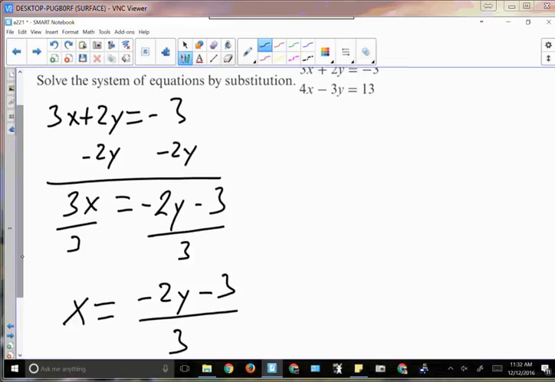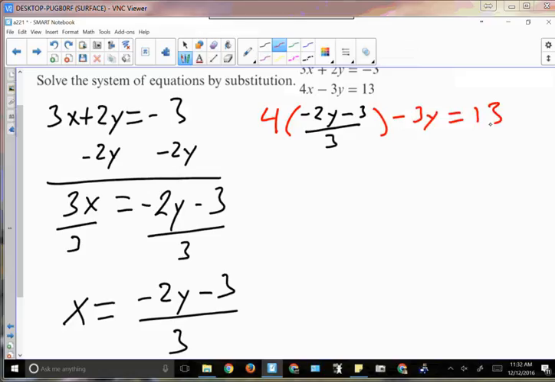I go back up to the other equation, and I have 4. Well, what's x? X is going to be that stuff. So that would just put in the negative 2y minus 3 over 3. And the rest of the equation, which would be minus 3y, is equal to 13.